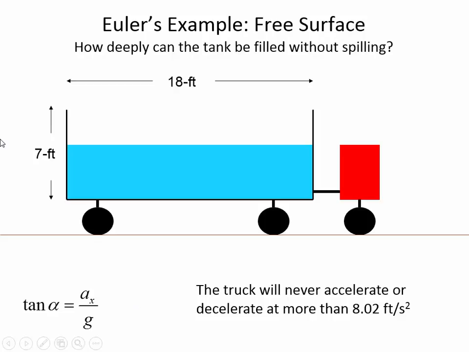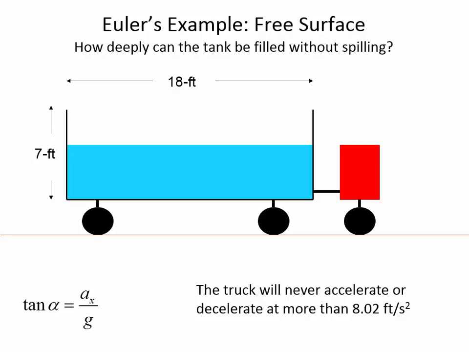We've got another truck carrying a liquid, but this time, instead of being enclosed like that very first example from the day was, this is open to the atmosphere. The truck is 18 feet long, and it has a bed depth of 7 feet. Now that's not the liquid depth, that's just how big the container is. What we know about this truck is that based on its brakes and based on the engine, it will never accelerate or decelerate more than 8.02 feet per second squared.